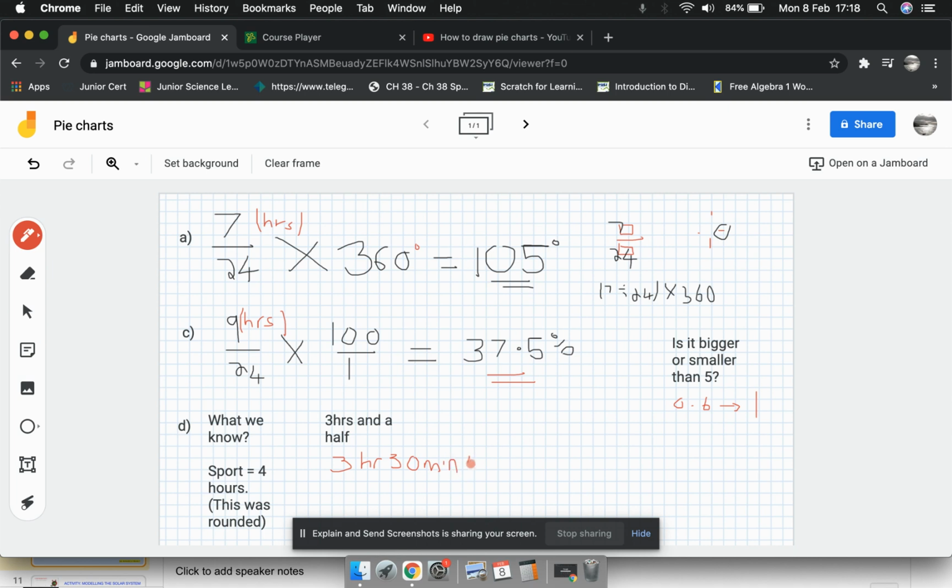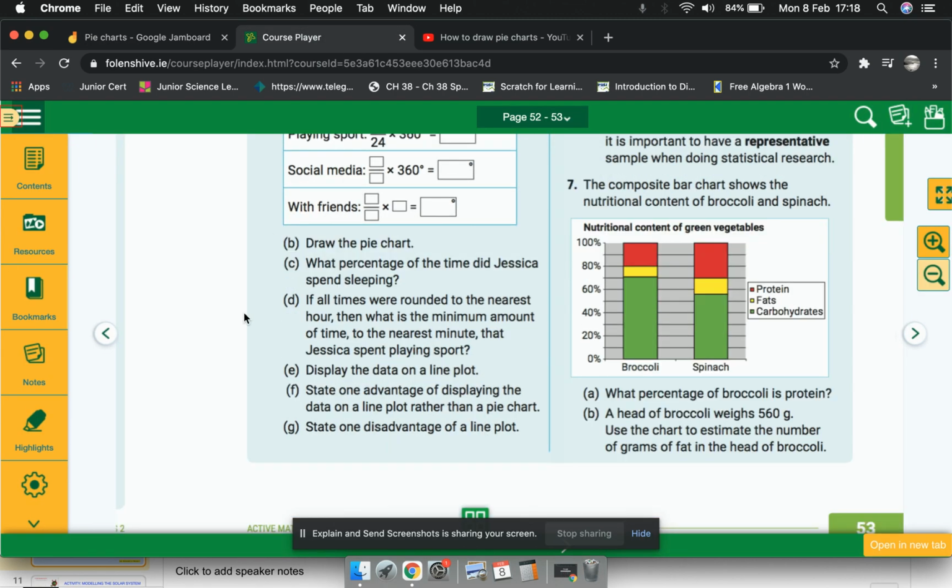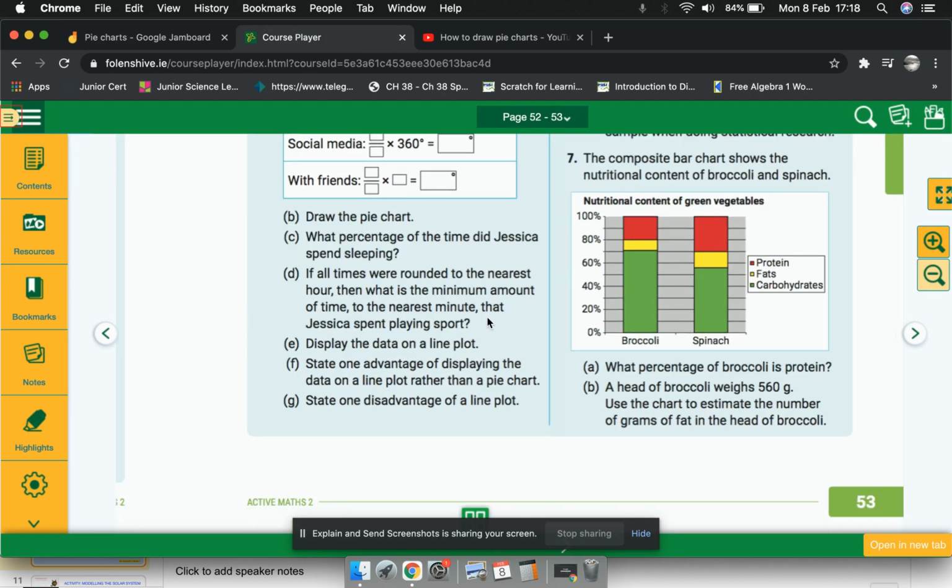That is 3 hours and 30 minutes. Okay, that's the answer there for part D. Right, on to the next part here. Explain data or display the data on a line plot. Okay, so how do we work with line plots?